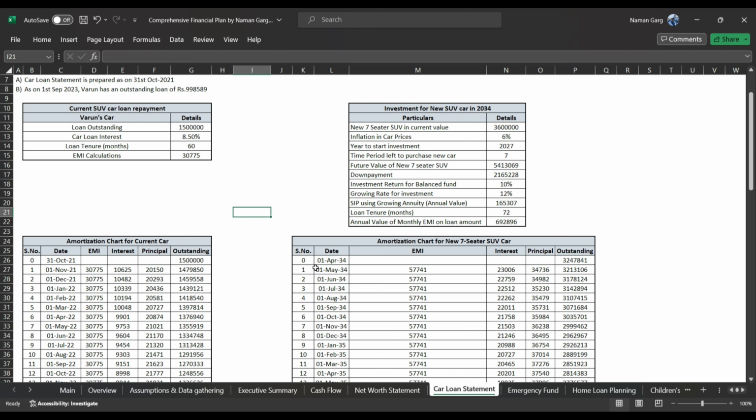Moving on to the car loan statement. This sheet is basically an overview of your current loan repayment statement, either for a new car or a new home. Over here, I will try to help you save for a bullet repayment, which is like saving enough to pay your outstanding loan principal amount in one go instead of monthly EMIs.